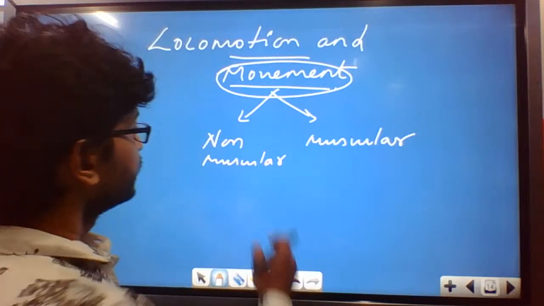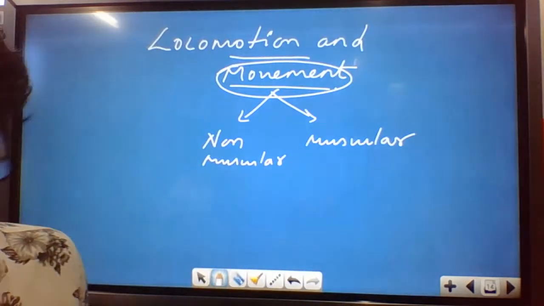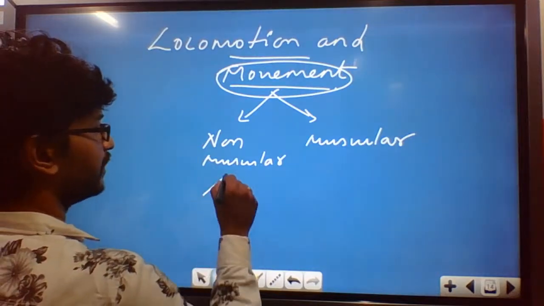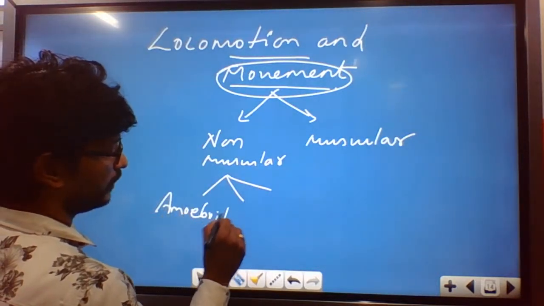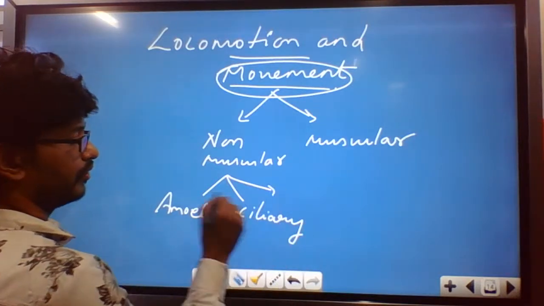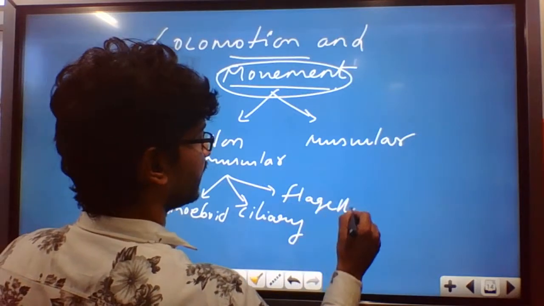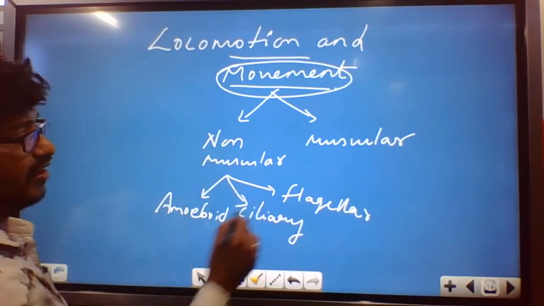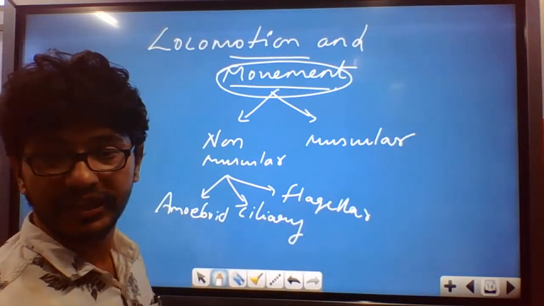So, non-muscular movement and muscular movement. As far as non-muscular movement goes, it can be classified into amoeboid movement, ciliary movement, and flagellar movement. These are the three types which come under non-muscular movement: amoeboid movement, ciliary movement, flagellar movement.